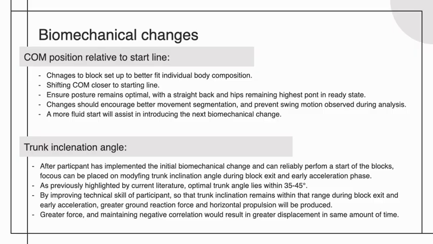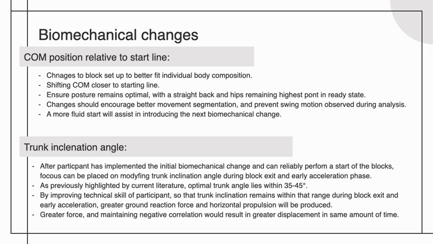The main aspect we're going to try to correct is the center of mass position relative to the start line, by implementing changes to the block setup, where we would shift the participant's center of mass closer to the starting line and ensure that their posture remains optimal, with a straighter back and hips remaining the highest point in the ready state. Changes to the setup should also encourage better movement segmentation and prevent the swing motion we saw beforehand from occurring again.